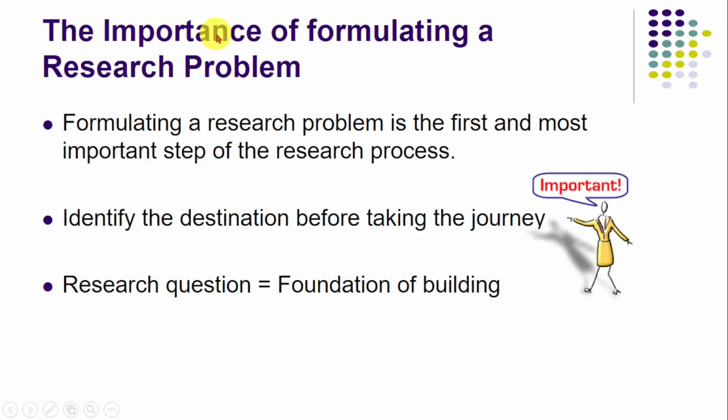Next, the importance of formulating a research problem. So what is its importance? First, formulating a research problem is the first and most important step of the research process. Identify the destination before taking the journey. As you know, when we start any journey, we decide about its destination. Then we decide and we reach the destination. The research question is the foundation of building your research.